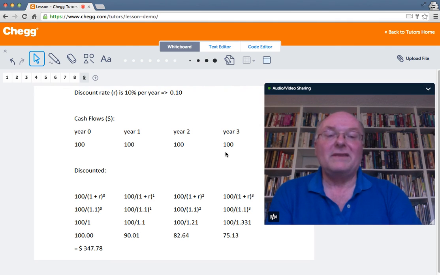So there we have it, discounted cash flow, a very simple calculation, and it leads very naturally on to doing a section on net present value.